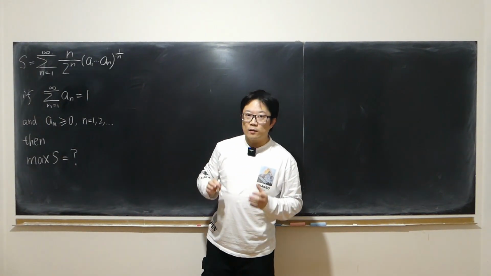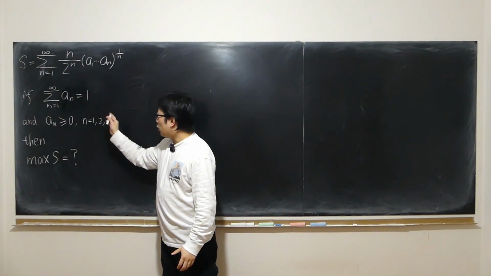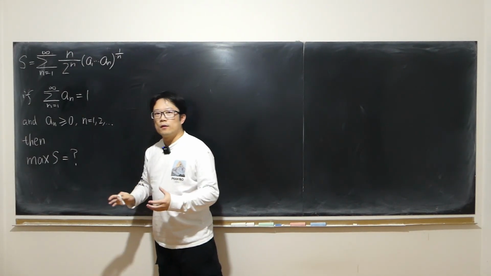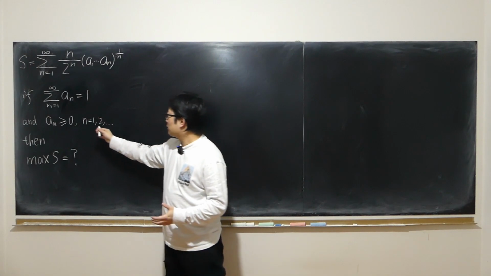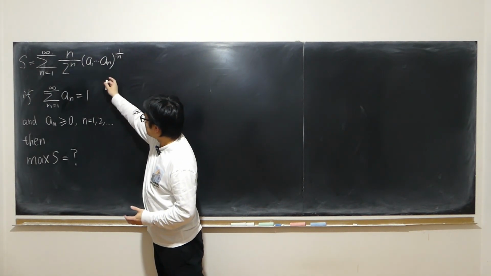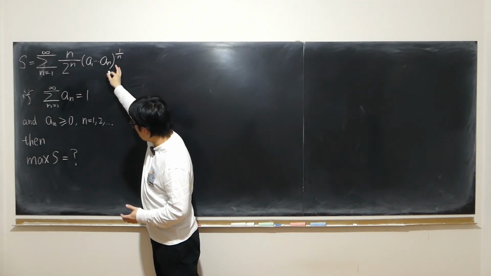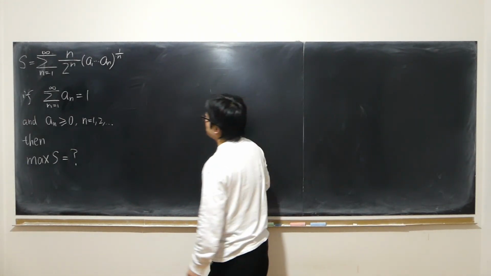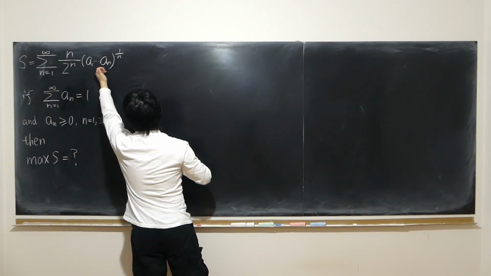In other words, what kind of non-negative sequence whose sum is 1? You can think of any. So what kind of such infinite sequence would give us the maximum value of this infinite sum? Naturally, the first thing we come up with is using the AM-GM inequality.